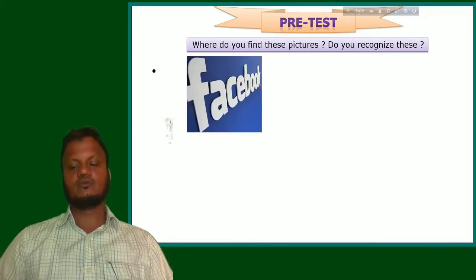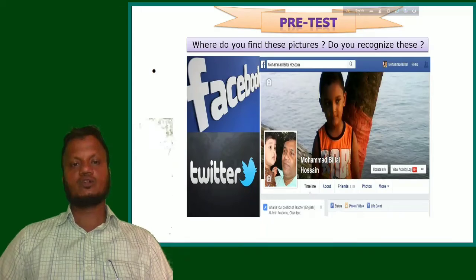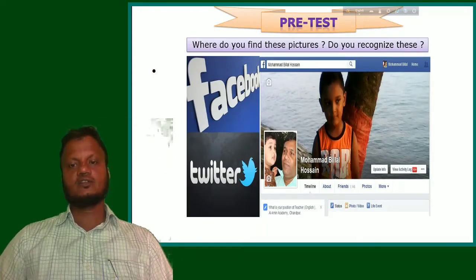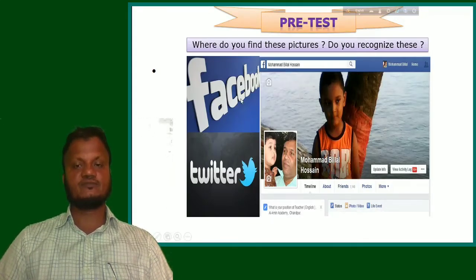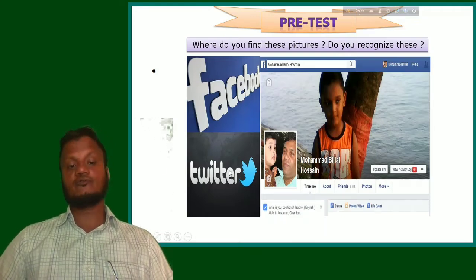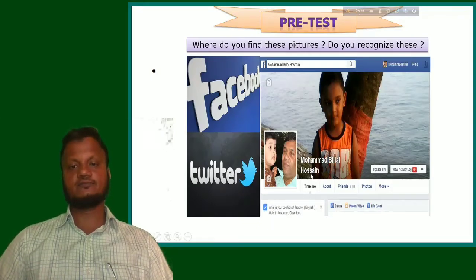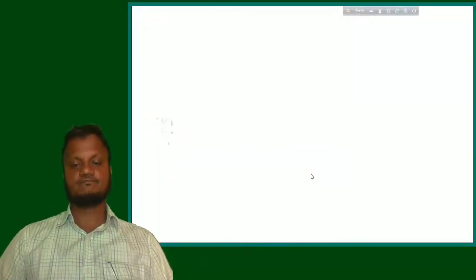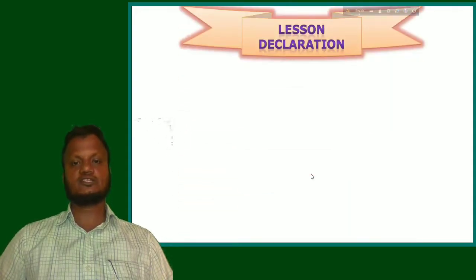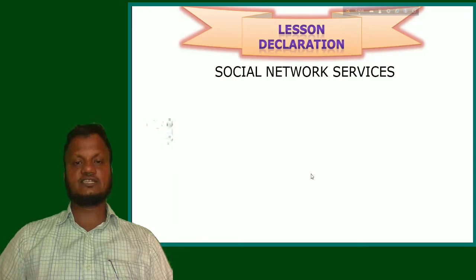Dear learners, now look at the picture. What do you find in these pictures? Do you recognize this? Certainly, I think that you are quite familiar with these pictures. The first one is the icon of Facebook, and the second one is the icon of Twitter. Now dear learners, can you guess what I am going to discuss with you today? Certainly you have already understood about our lesson that we are going to discuss.